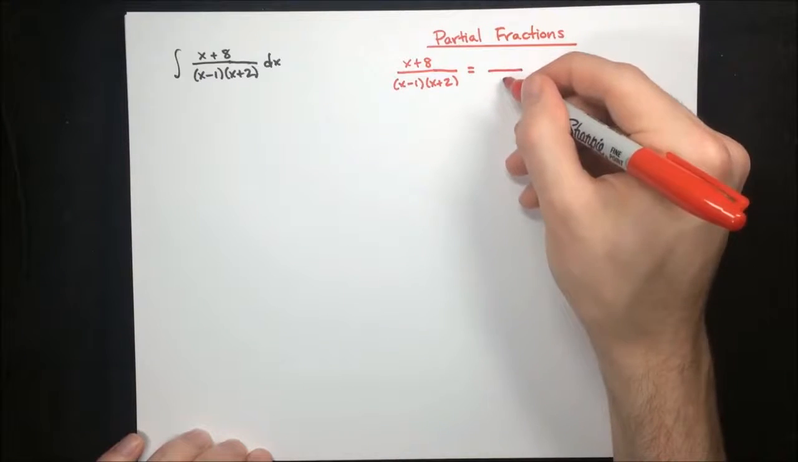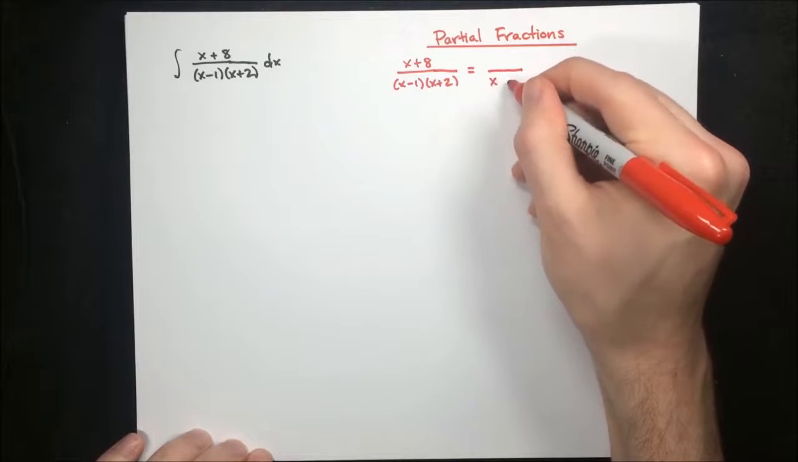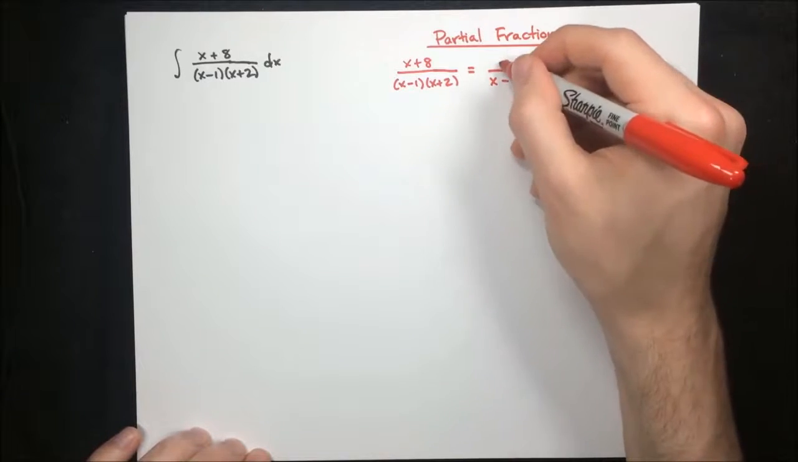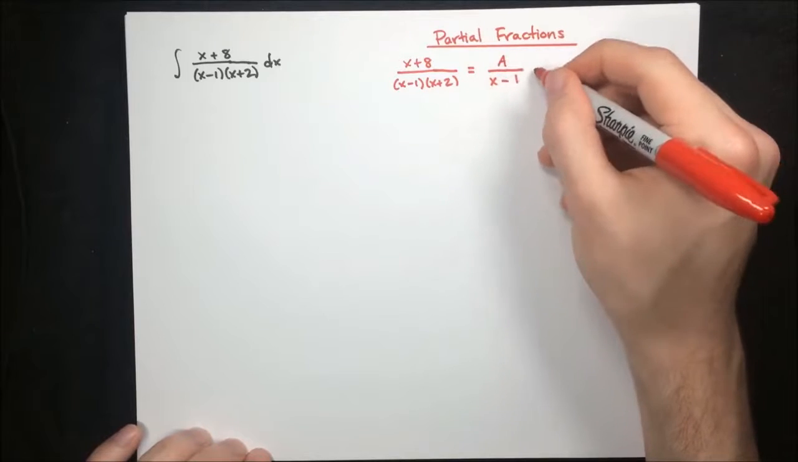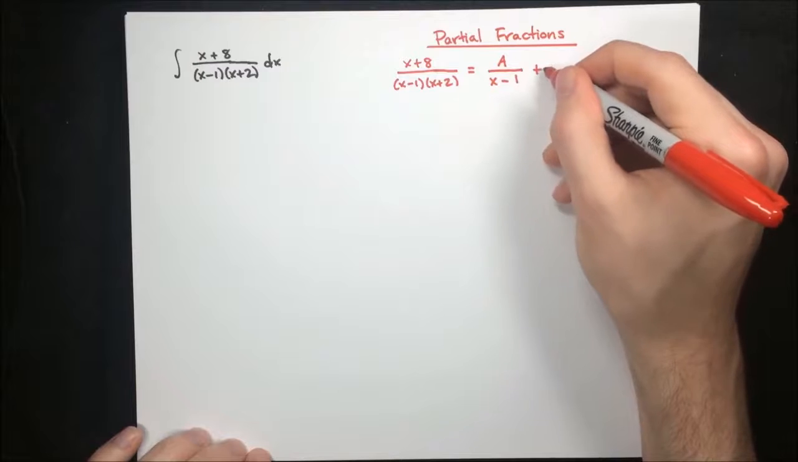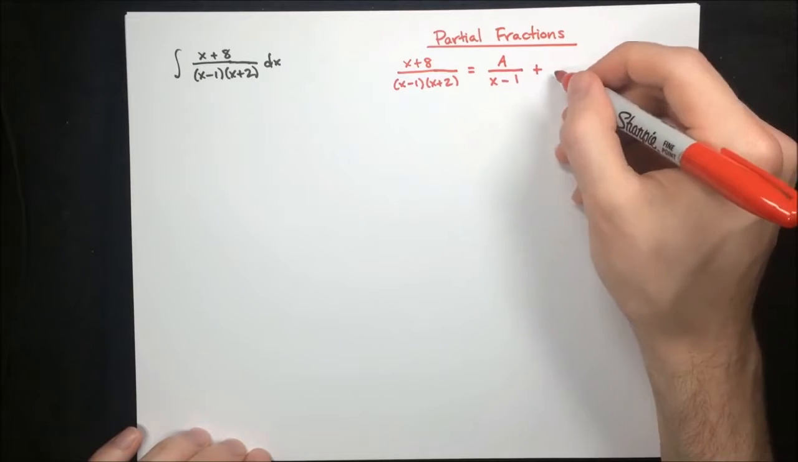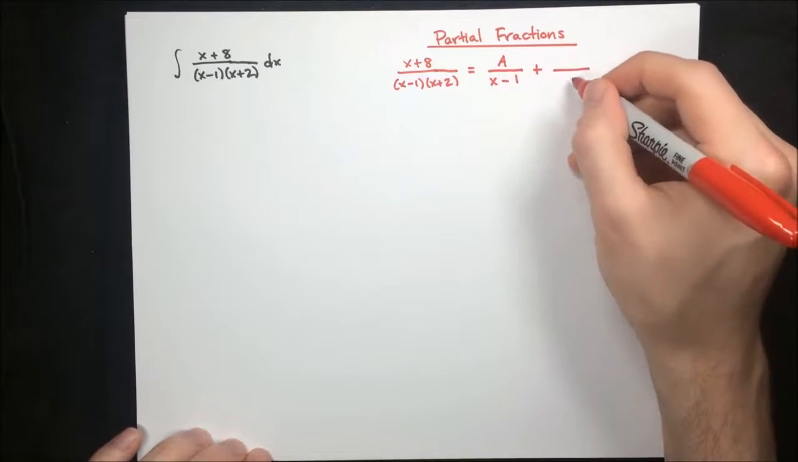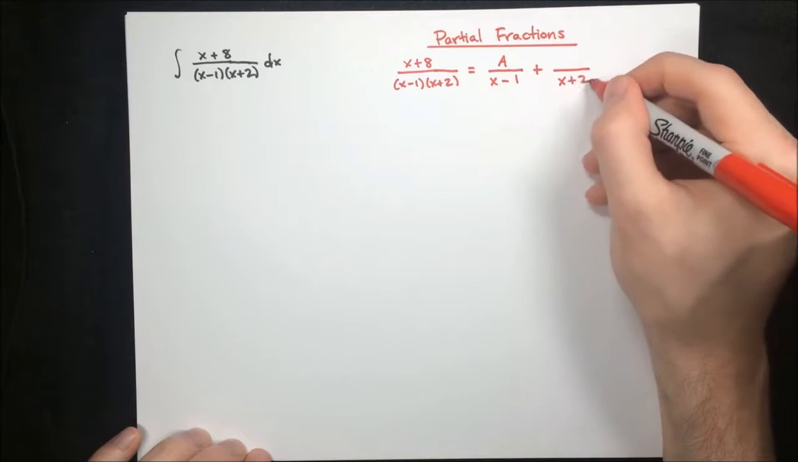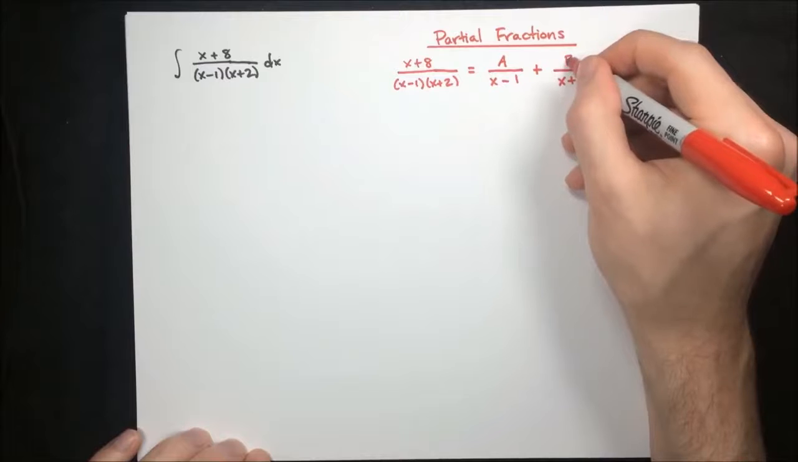One fraction is going to have the first factor as a denominator, x minus 1. And at this point, we don't know what the numerator is. Why don't we just call it a? We'll solve for that later. But the idea is we can break that rational function up into the sum of this reciprocal function, a over x minus 1, plus another reciprocal function, which has a denominator of the other factor, x plus 2. And we'll just say the numerator is b.